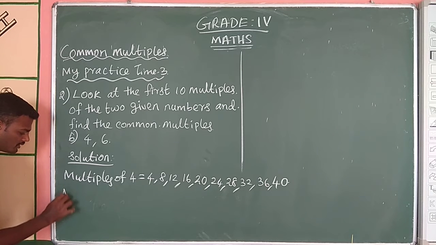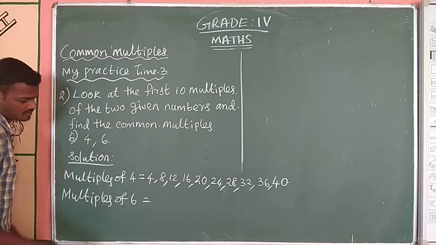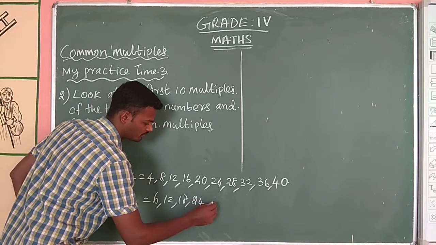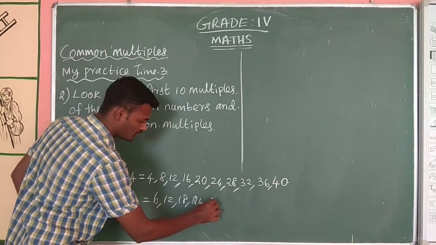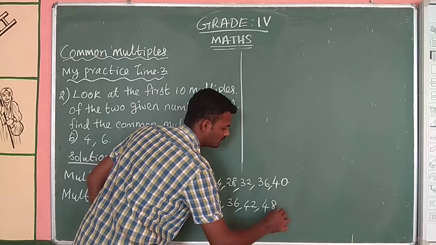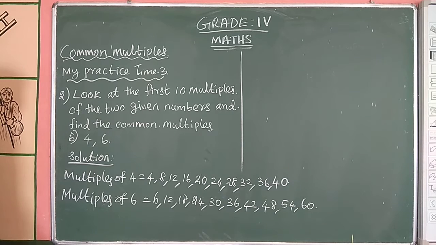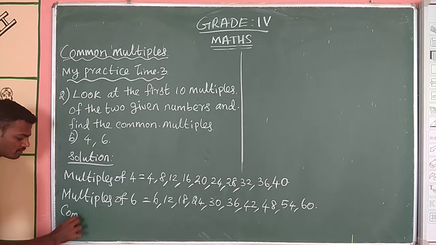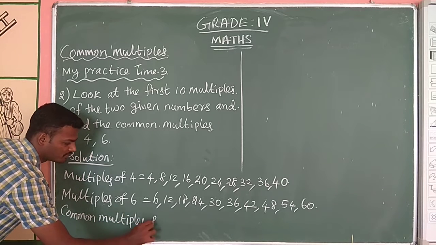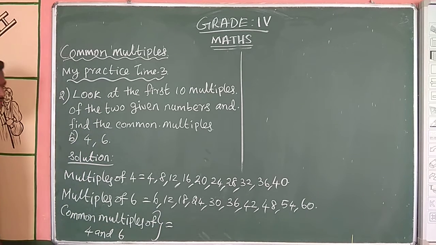Next, the first 10 multiples of 6: 6, 12, 18, 24, 30, 36, 42, 48, 54, 60. Next we find the common multiples of 4 and 6.